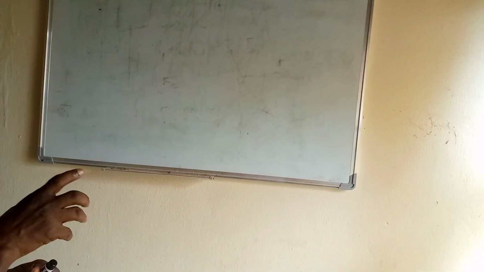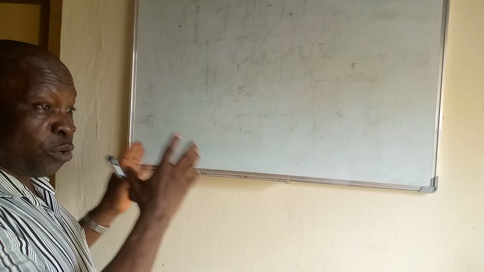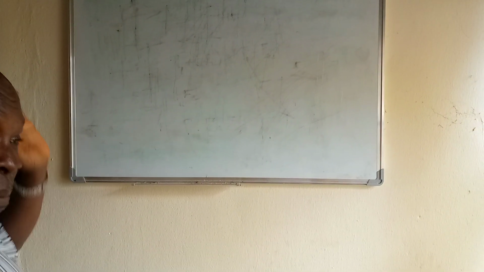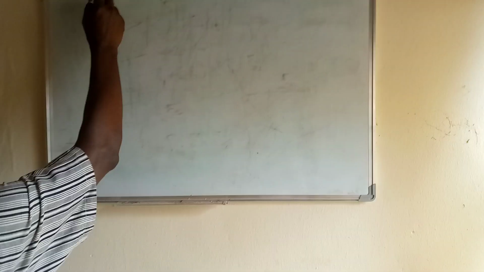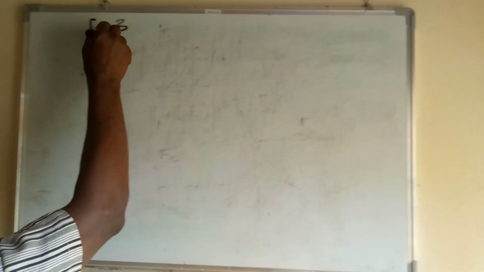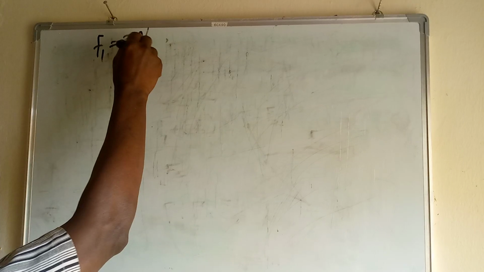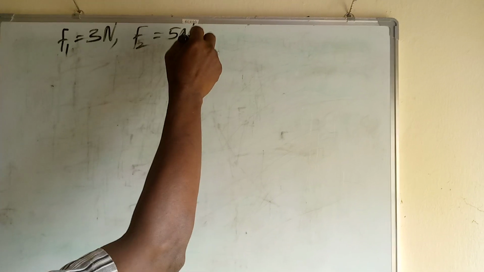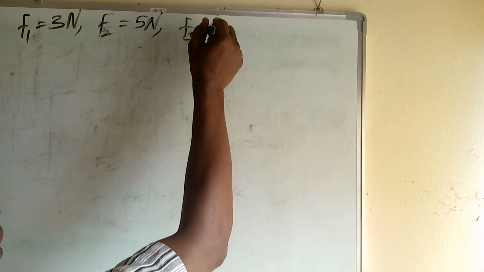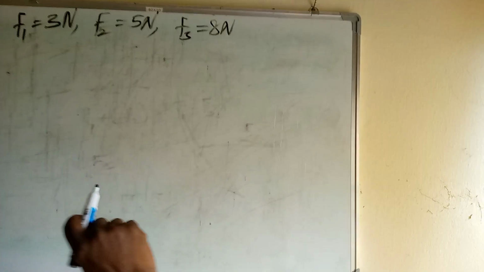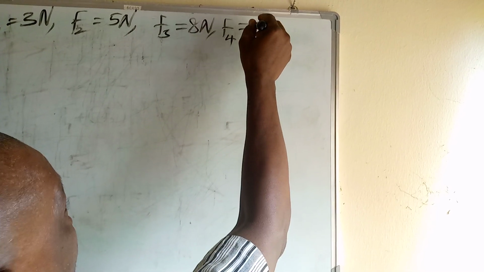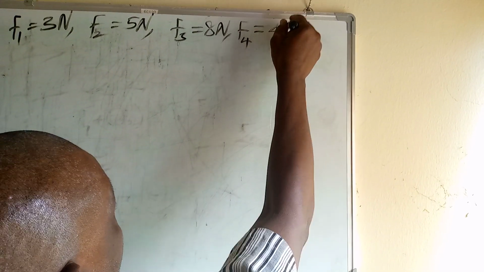Now, the summation of forces we have been talking about is called the resultant of the forces. But we are still talking of forces on a straight line. Let's take, for instance, force 1 equal to 3 newtons, force 2 equal to 5 newtons, force 3 equal to 8 newtons, and force 4 equal to, let's say, 4 newtons.